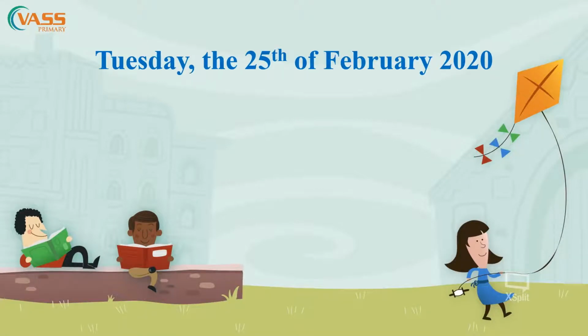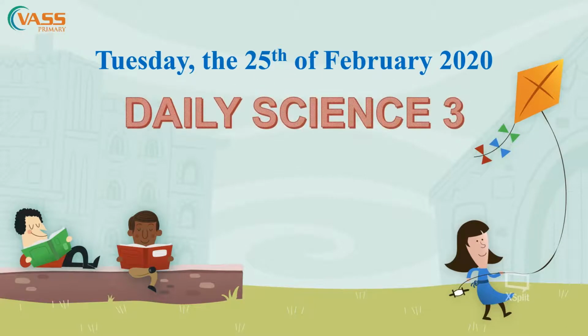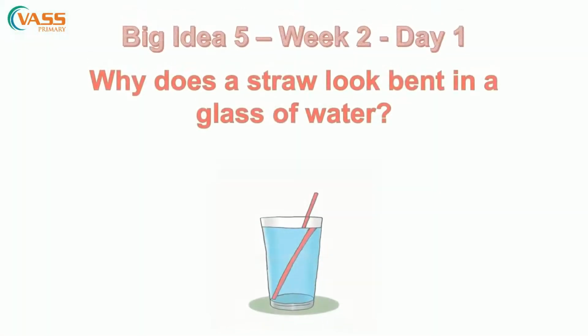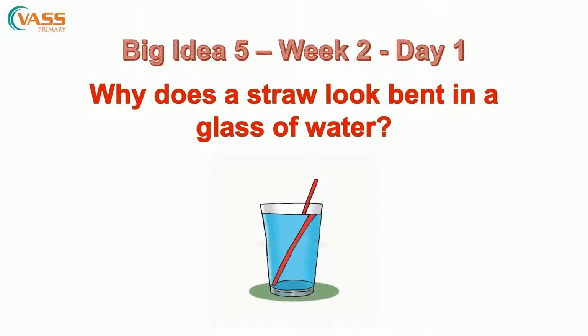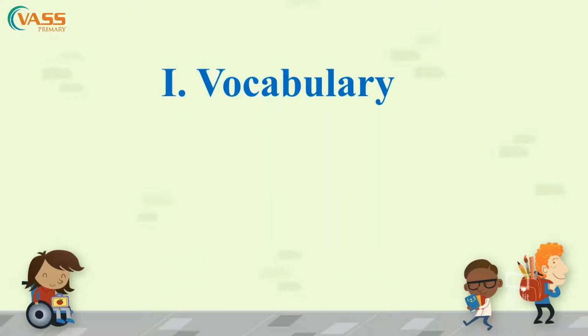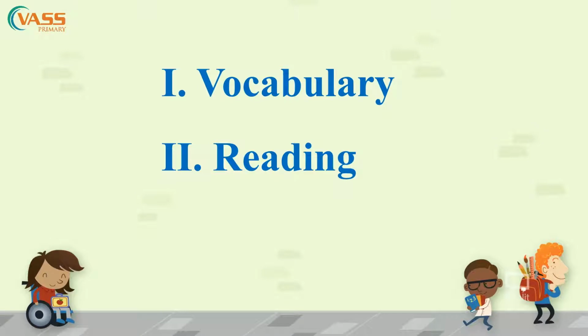Today is Tuesday the 25th of February in 2020. Our daily science grade 3 book, Big Idea 5, go to week 2, day 1. Why does a straw look bent in a glass of water? First, we'll begin with vocabulary, then move on to some reading, and we'll end it off with our tasks.